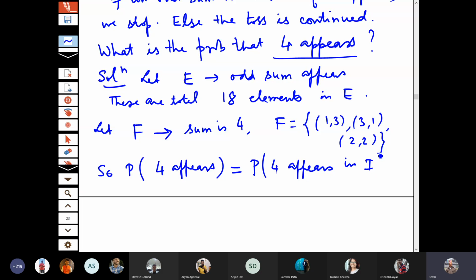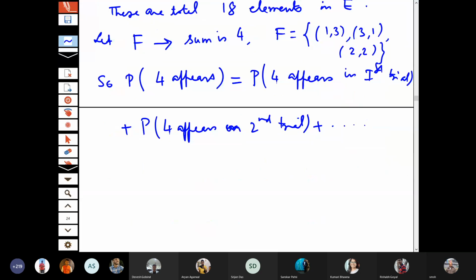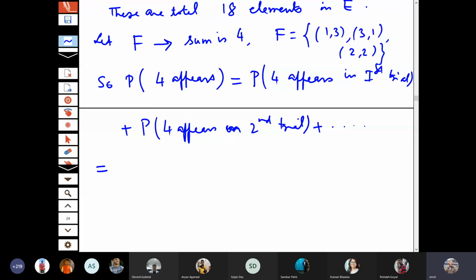So the probability that 4 appears can be written as the probability that 4 appears in the first trial plus the probability that 4 appears on the second trial and so on. So this is equal to 1 by 12 plus, if it appears in the second trial, then in the first trial the probability will be 15 by 36. Of course, this you can write as 5 by 12.